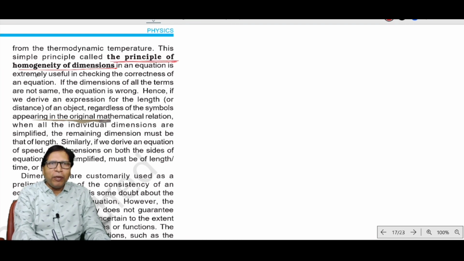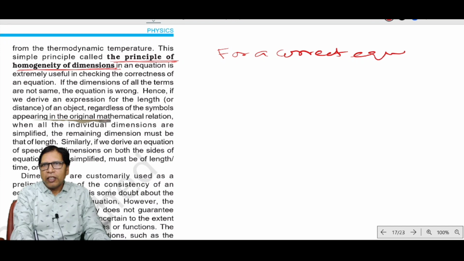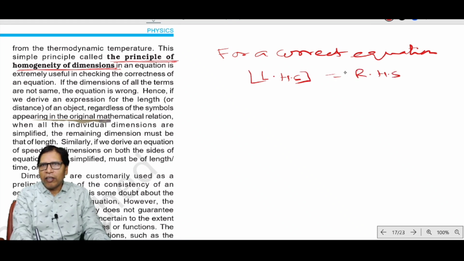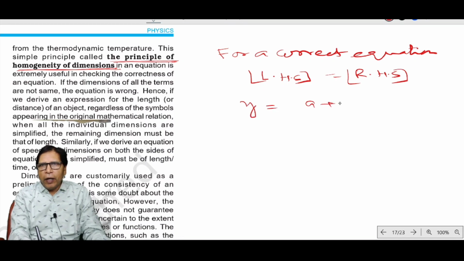First of all, the principle of homogeneity of dimensions. For a correct equation, the dimension of LHS is equal to the dimension of RHS. Okay, if y equal to a plus b x square, look at this, this is the left hand side. So the dimension of this side is equal to the dimension of this side.